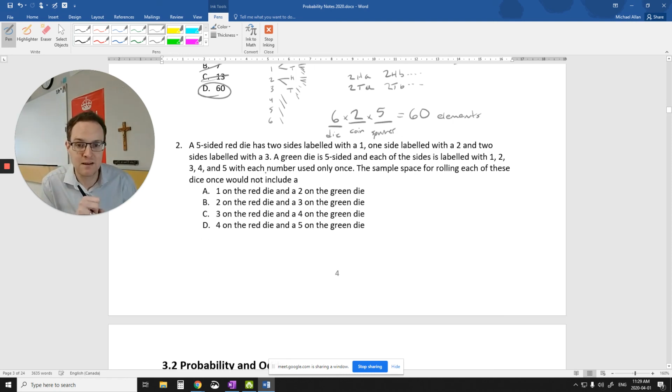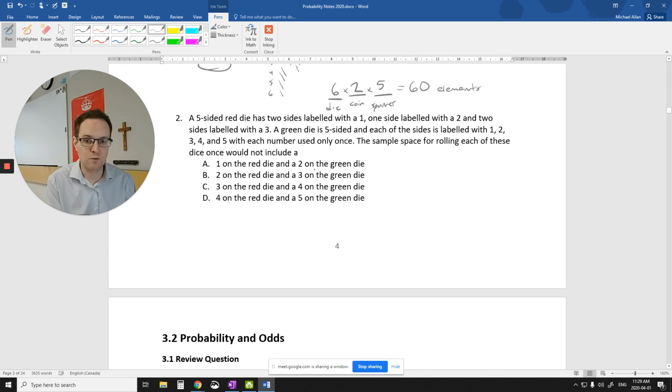Okay. This case here, we're just trying to figure out which of these would not be included within my sample space that we have. So we have a kind of a weird side. We have a 5-sided dice. 2 sides are labeled 1. 1 side's labeled 2. This is the red dice. I should mention this is the red dice here. 1 side's labeled 2 and 1 side's labeled 3. Now, okay, I'll just keep on going.